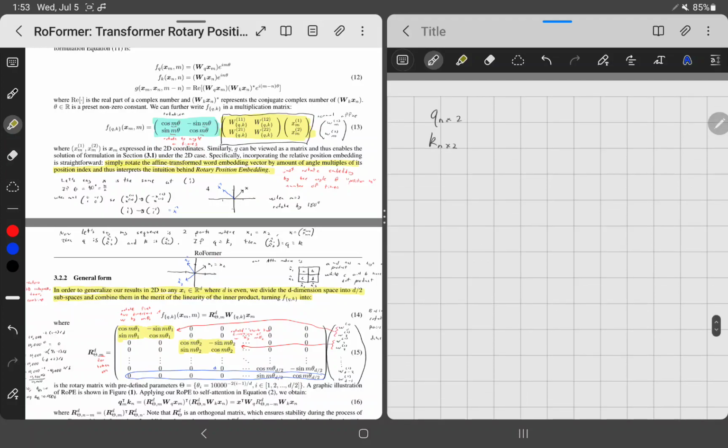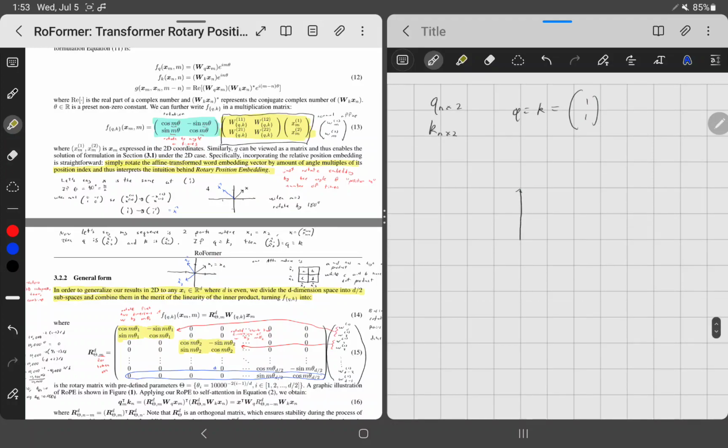Now, what you can do is, say I have a vector, we'll say our queries and our keys are the same just to make this easy to visualize. So our queries equal keys equal to 1, 1. So these are our queries and keys, 1, 1. And that just makes it easy for me to draw. So this is the vector representing our queries and keys. We'll call this first value x hat 1 and x hat 2.